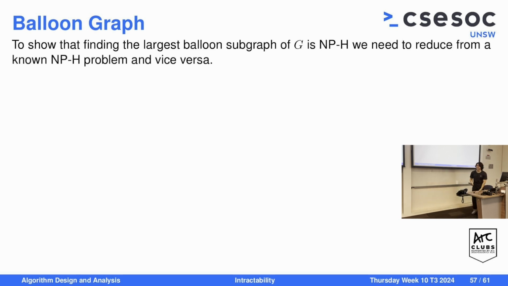Okay, does anyone maybe have an idea of a known NP-hard problem that we can use? No? It's fine, in the exam I think you'll be given one. But in this case, Hamiltonian cycle. Do we all know what a Hamiltonian cycle is? Yeah, I'm going to assume.